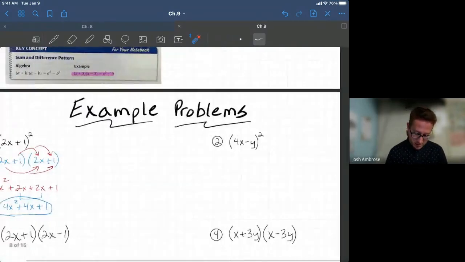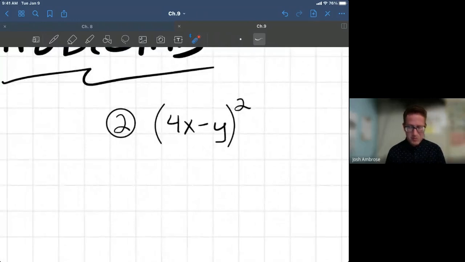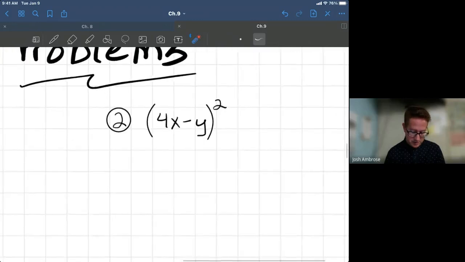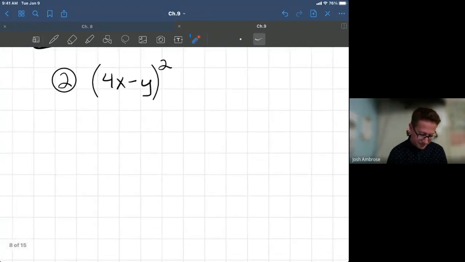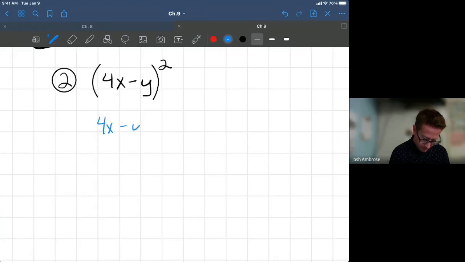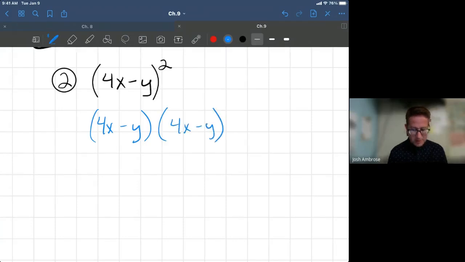Okay, so let's do it again. This time, let's show it with a minus sign. Let's do it with another variable, just to show you that the steps don't change. There's your binomial. We're going to write it twice and do a double distributive property, just like we did in example problem number 1. Okay, so all I did here was write it twice, double distribute, same steps.